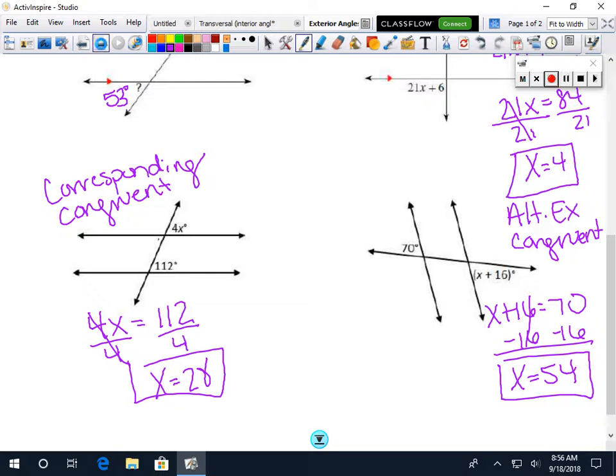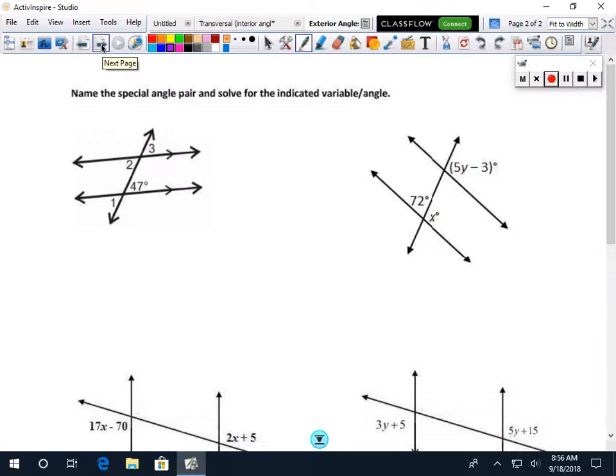On the back, they want us to name the special angle pair and solve for the indicated variable or angle. So on this first example on the back, I'm going to find angles 1, 2, and 3, and I'm going to relate those three angles back to the 47 that they already give me. To find the measure of angle 1, I know that angle 1 is vertical with 47, and vertical angles are congruent. So it would be 47 degrees as well.